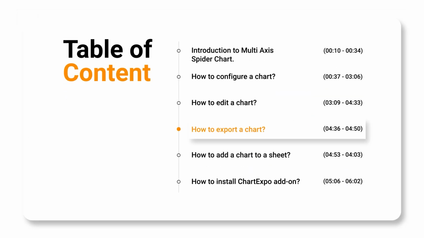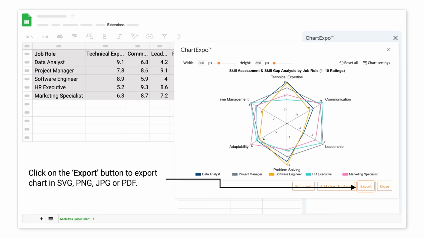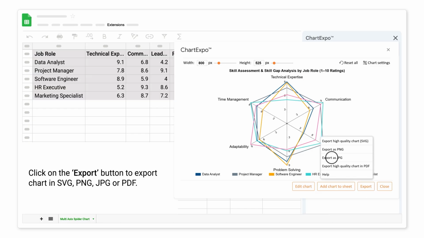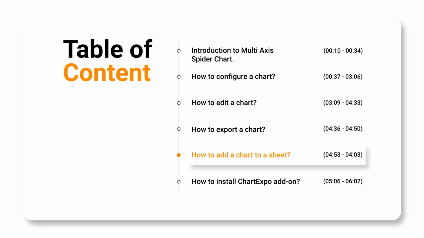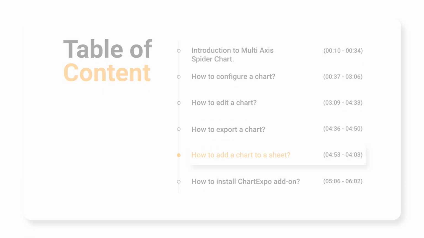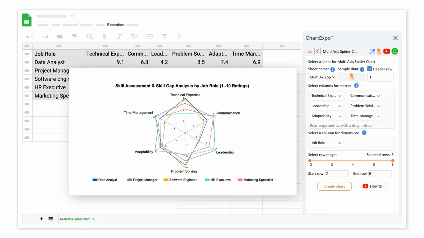How to export a chart. Click on the Export button to export chart in SVG, PNG, JPG, or PDF. The exported chart file will appear in the Downloads folder. How to add a chart to a sheet. Click on the Add Chart to Sheet button to add chart image in sheet.